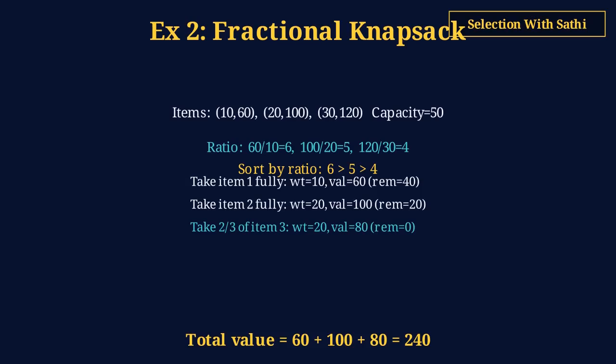Remaining capacity 40. Take item 2 fully, 20 kilograms, 100 value. Remaining capacity 20. Item 3 weighs 30 but only 20 capacity left. Take 2/3, 20 kilograms, 80 value. Total value, 60 plus 100 plus 80 equals 240.